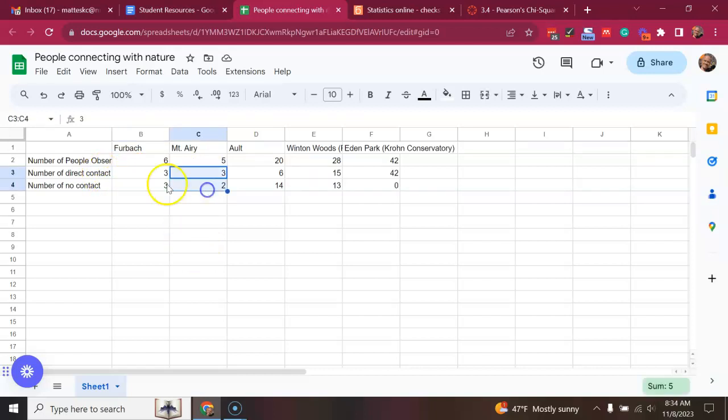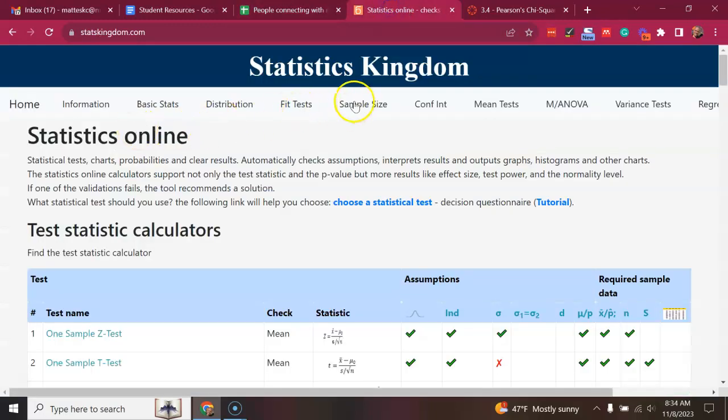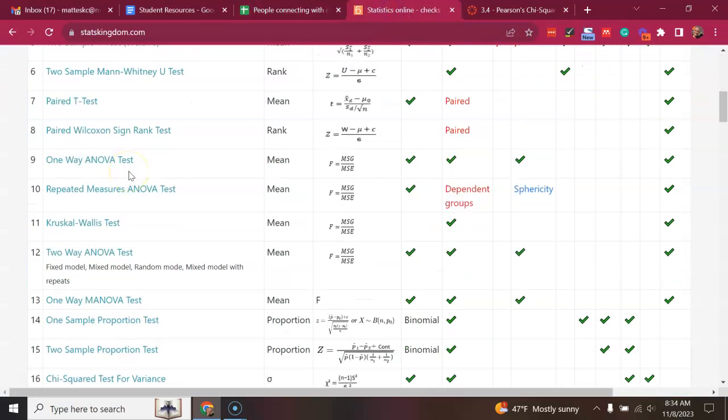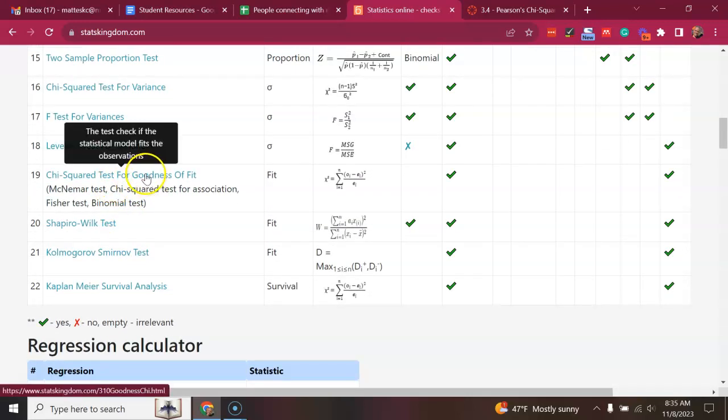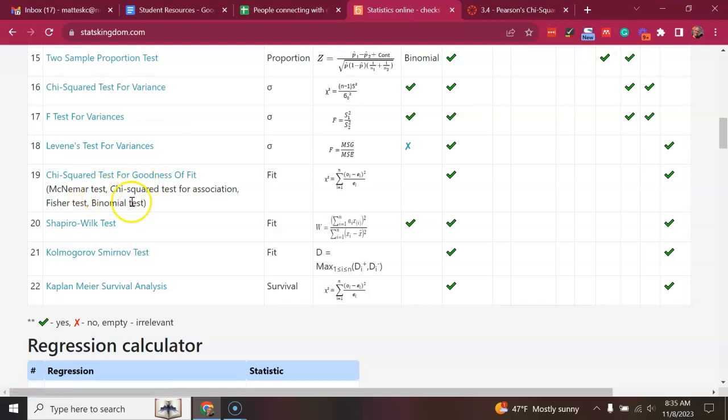And the question is, are these significantly different? Like, is the level of contact with nature significantly different for these 5 parks? So this is a perfect example of a chi-square analysis, and we're going to go to Statskingdom, scroll down to not the chi-square test for variance, but the chi-square test for goodness of fit, and it has these options below it.